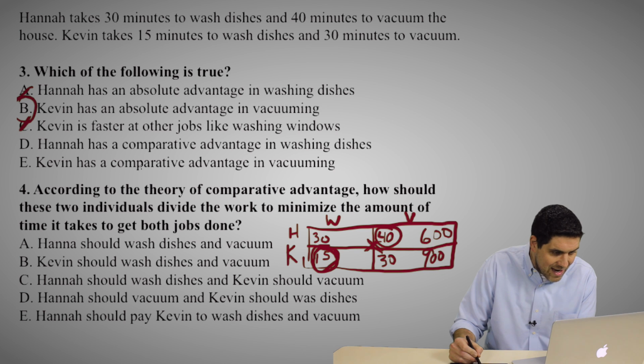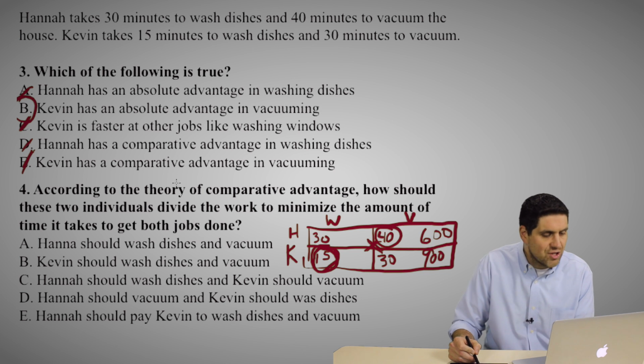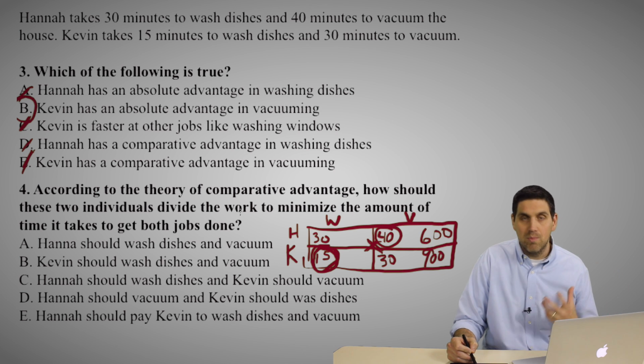All right, so let's look here. Hannah has a comparative advantage in washing dishes. No, we said that's not true. And Kevin has a comparative advantage in vacuuming. Nope, that's not true. The answer is B. We got that done. Now let's go to number 4. According to the theory of comparative advantage, how should these 2 individuals divide the workload to minimize the number of minutes it takes to do both jobs?